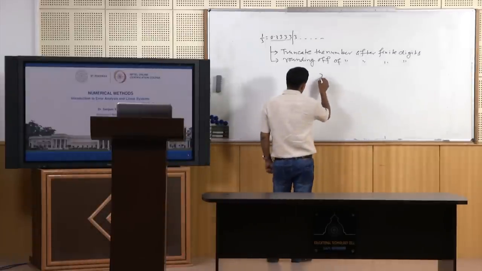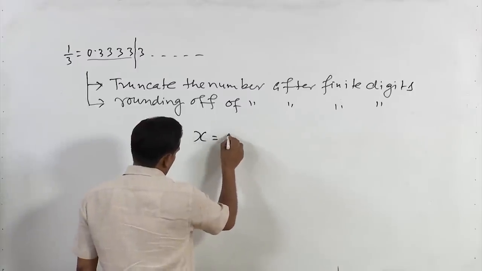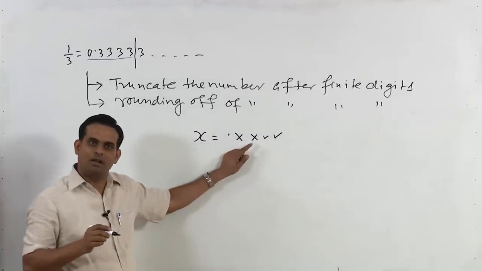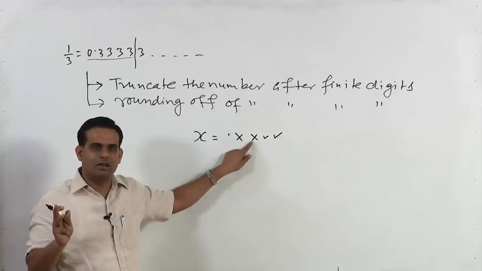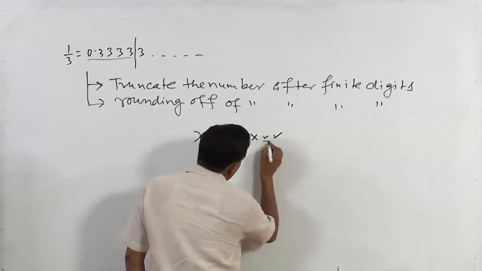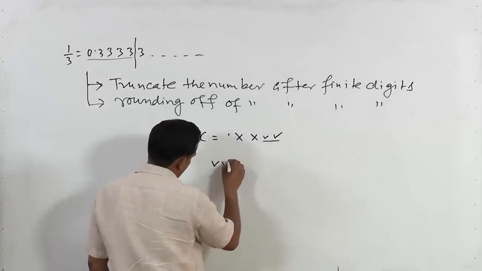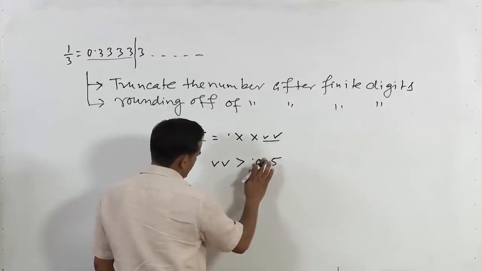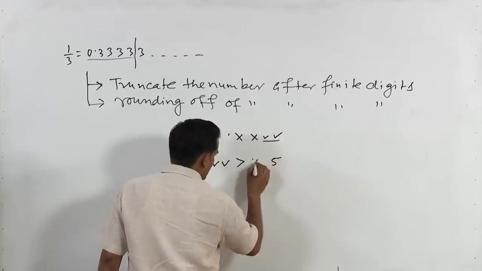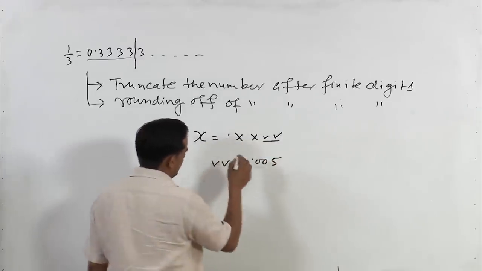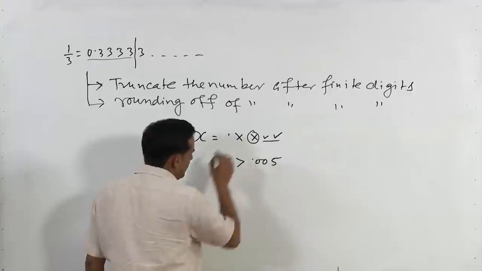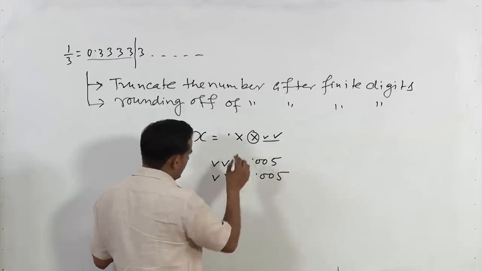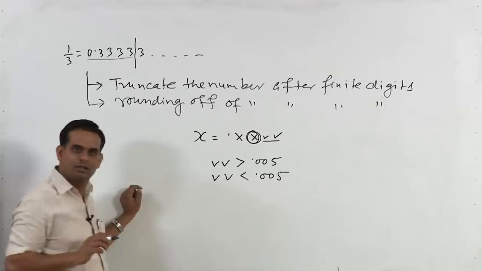So, what is happening? If I am having a number x which is having some digits, let us say 4 digits, and I want to round it off up to 2 significant digits after the decimal, I will see this particular portion. If this portion is greater than 0.005, then this particular digit will be increased by 1. If it is less than 0.005, then this digit is retained as such, no change in this digit.